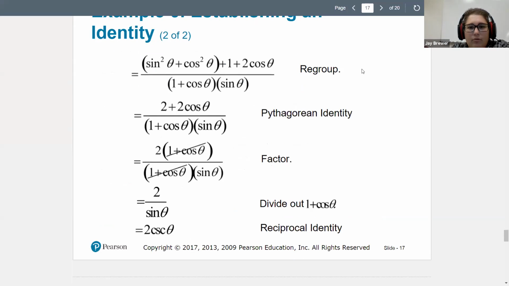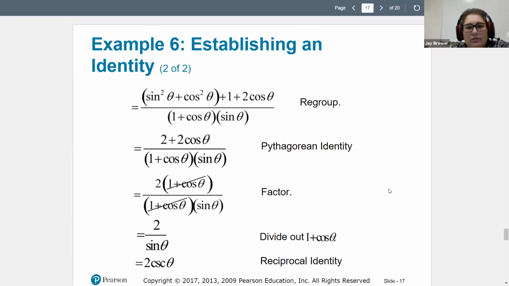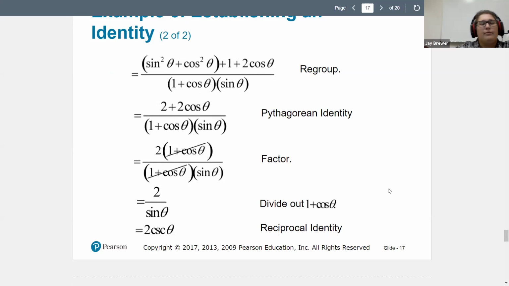So now they're regrouping. They're using the Pythagorean identity. They've canceled out after they've factored. All right, then you divide. Of course, 1 over sine theta is cosecant theta, so 2 cosecant theta. If I were going to have a question, it would probably be on this one. But we did break it down on the first slide.